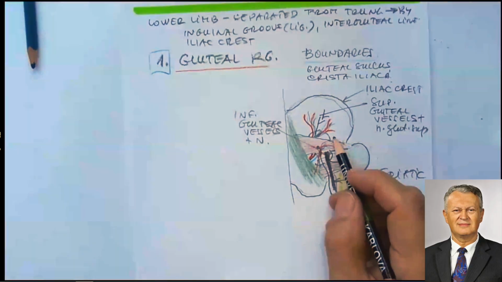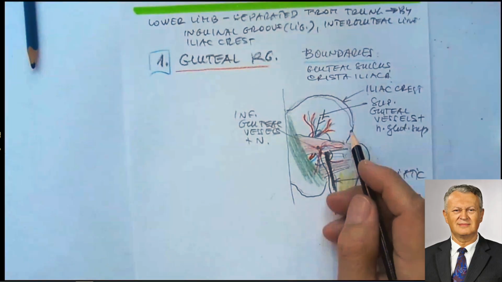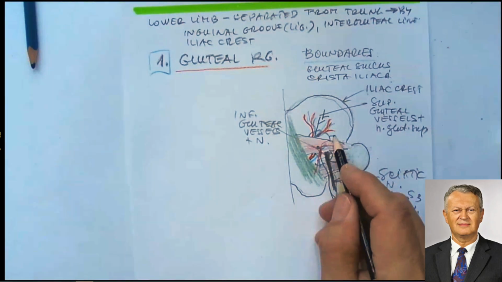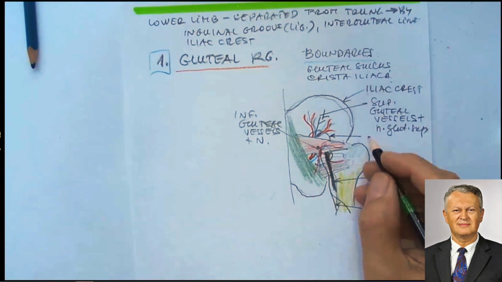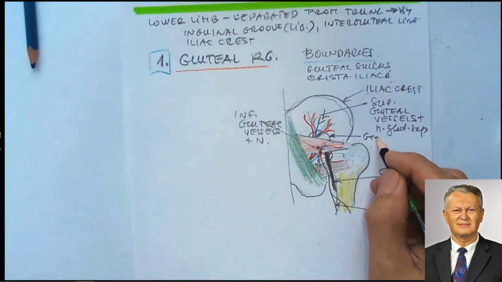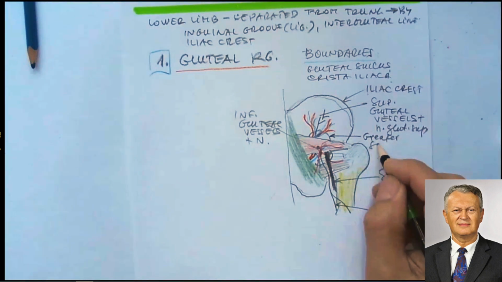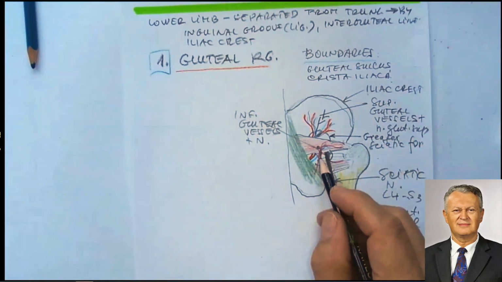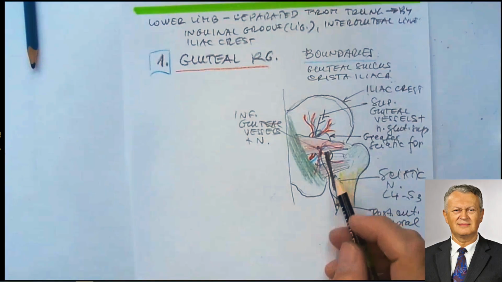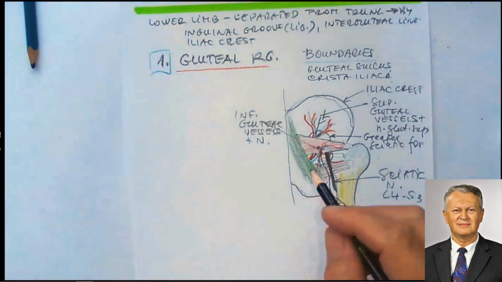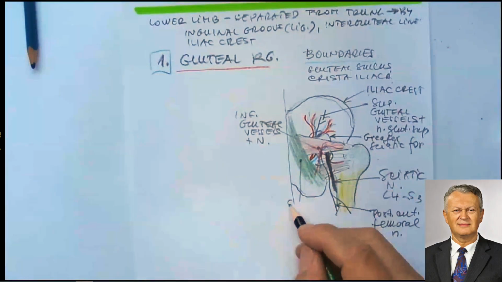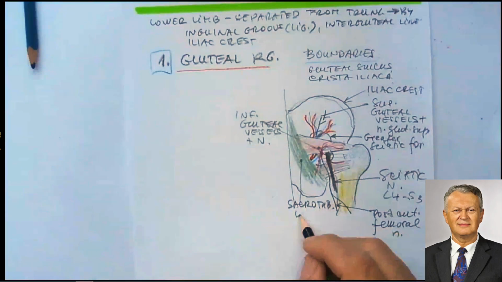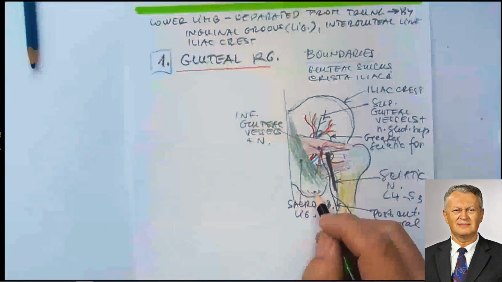Here we say the superior or greater sciatic foramen. You can just put the arrow: greater sciatic foramen. Here would be the inferior or lesser sciatic foramen, but I will put comments on the left side. And the ligament is the sacrotuberous ligament, and this is the tuberosity.